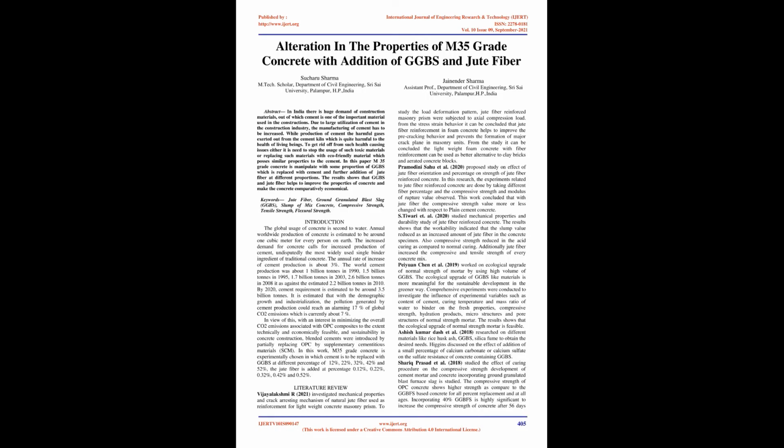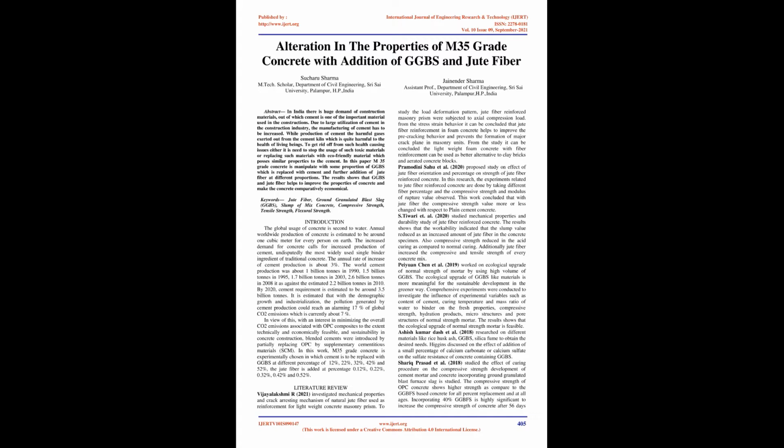Abstract: In India there is huge demand for construction materials, of which cement is one of the important materials used in construction. Due to large utilization of cement in the construction industry, the manufacturing of cement has to be increased. During production of cement, harmful gases are exerted from the cement kiln, which is quite harmful to the health of living beings.